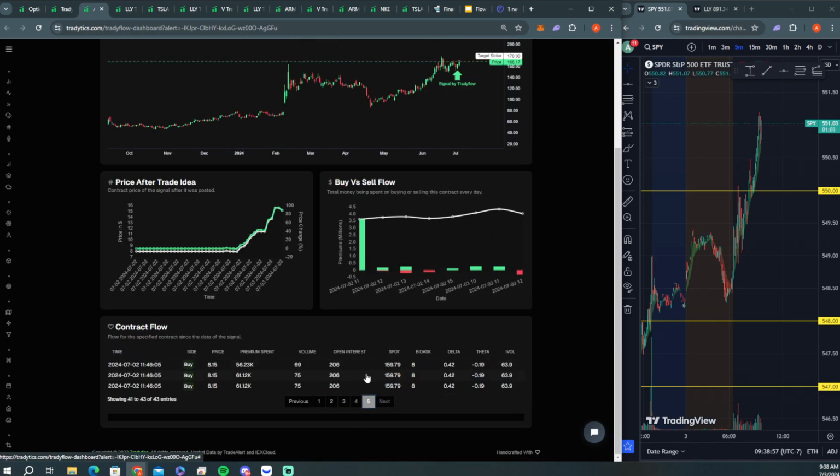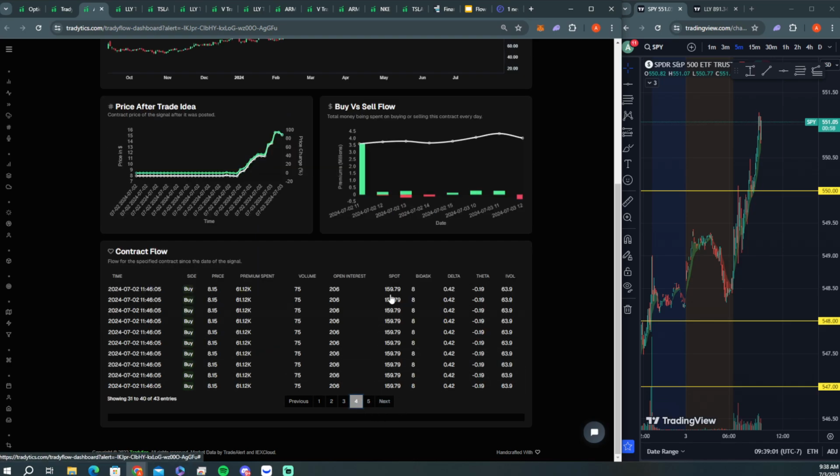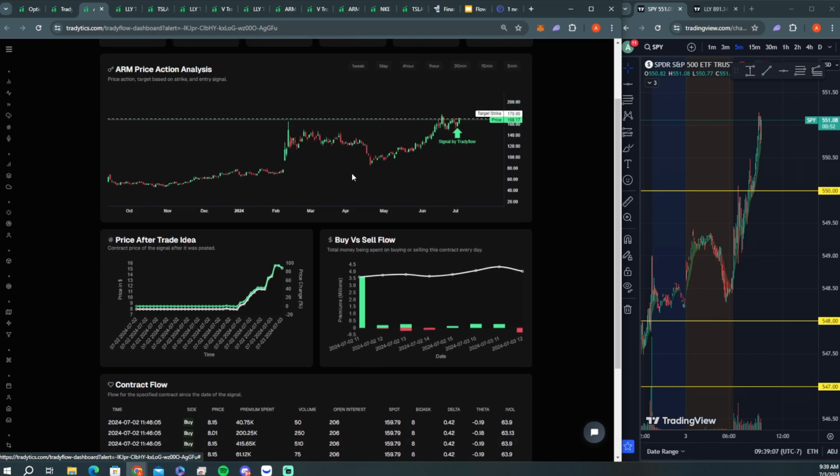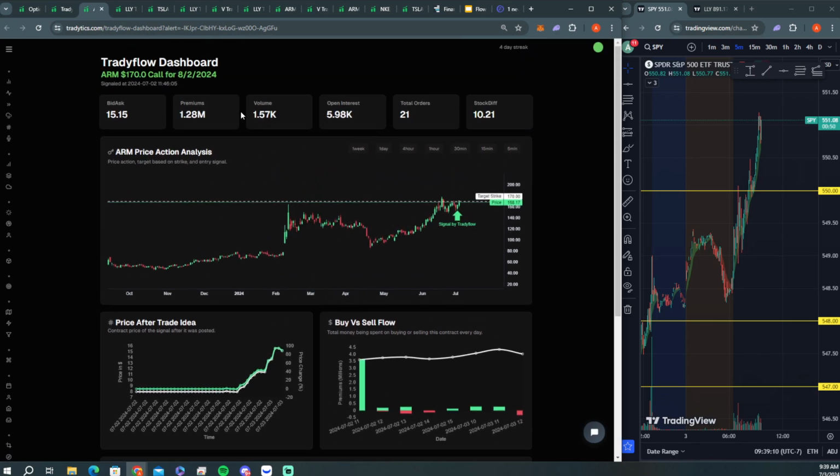So you can see down here where it was triggered, 159.79 on the spot price. All these orders came in yesterday at around $800 per contract, and now that contract is way up. It's at 1,515, so it's almost up 100% just from yesterday.